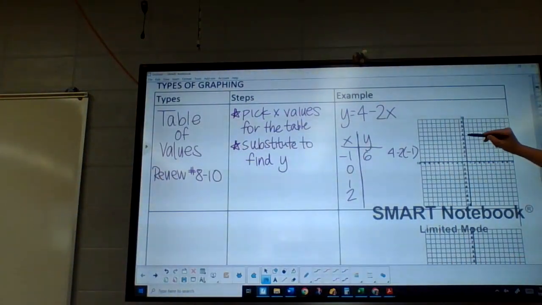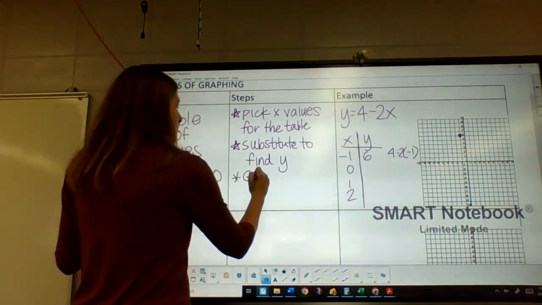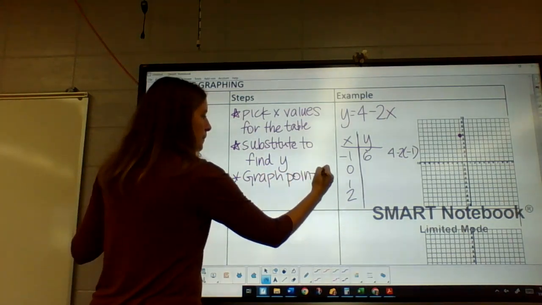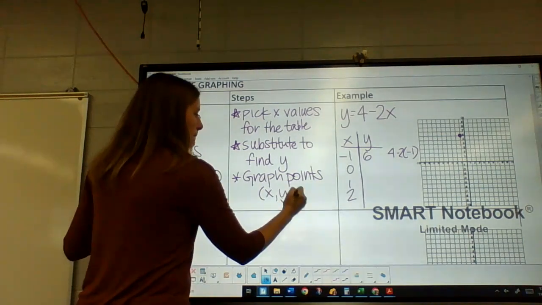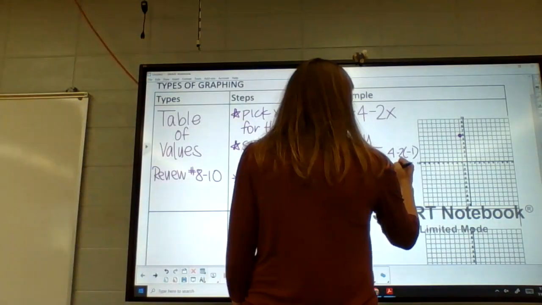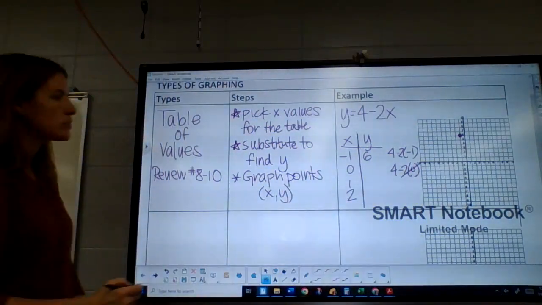So negative 1, 6 is my first point. So I'm going to plot the point then. We're going to do the same thing for our other points there. So we're going to put 0 in. I always think 0 is an easy one to put in, but sometimes easy gets more confusing. That part just cancels out, so that's just 4.